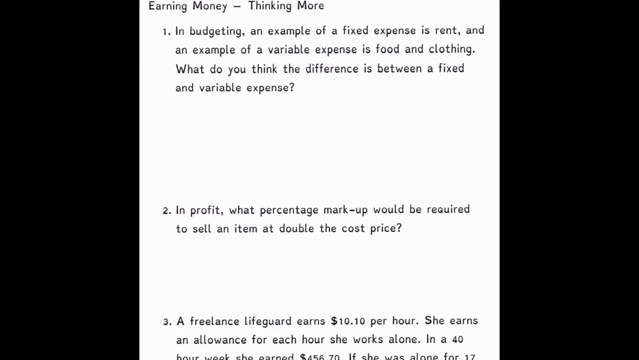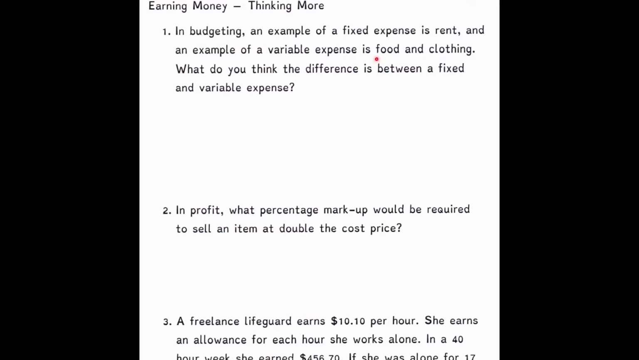The first one is just talking about fixed expenses. So something that's fixed in place, so it's kind of stuck. It's always the same, like rent. So your rent is always going to be the same amount of money. A variable expense, something that's a variable like in a science experiment, is something that's likely to change.